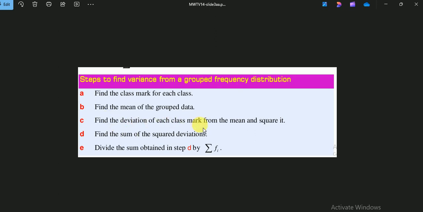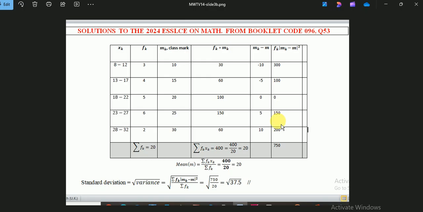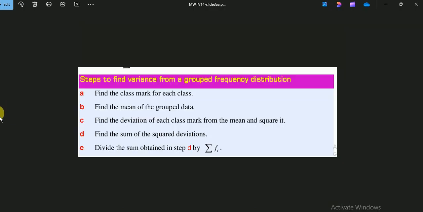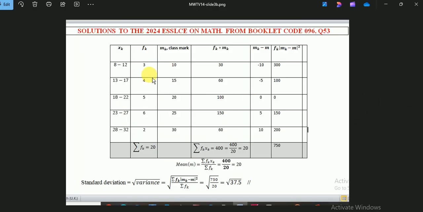Find the deviation of each class mark from the mean and square it. We did it. Then we sum these square deviations, and we get 750 when we add them. And the last step, when we find standard deviation, is to divide this sum by the total number of observations, the summation of frequencies.